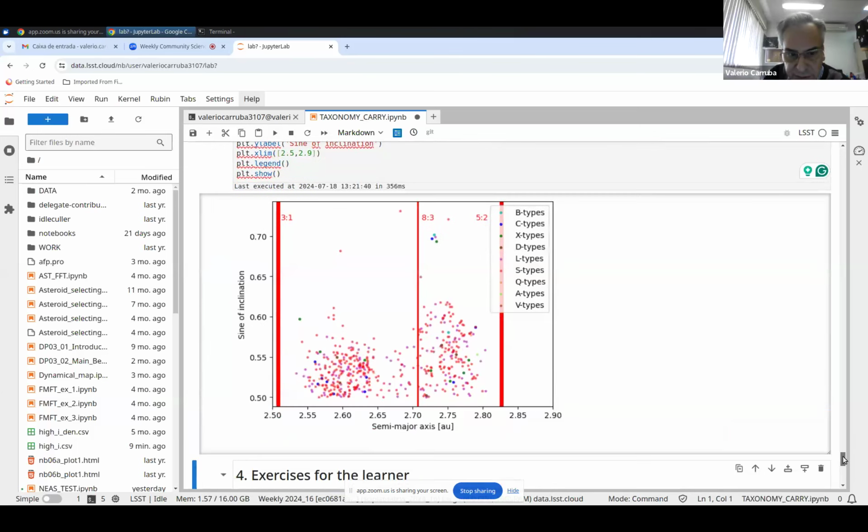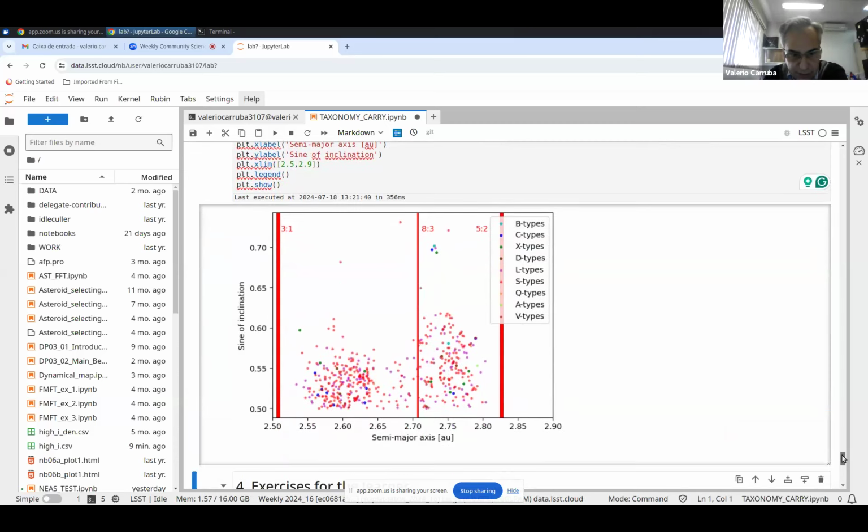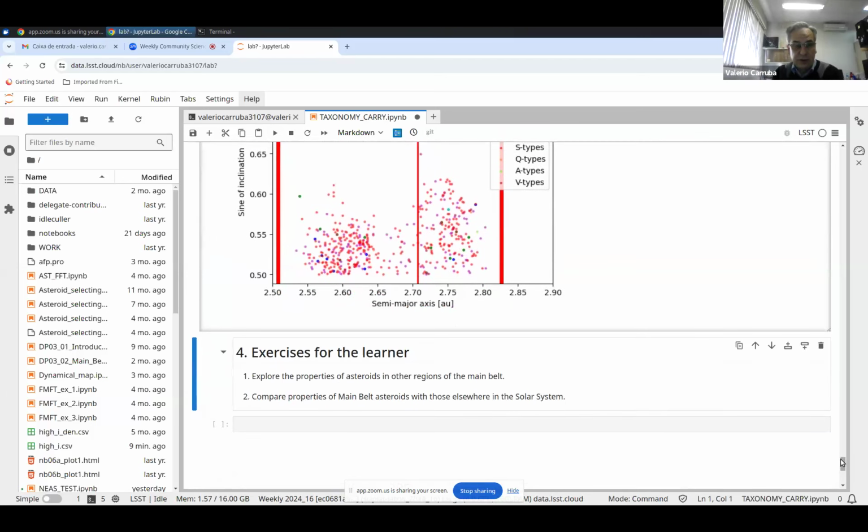And this is very, very fast. And so we see that there is a vast majority of S-type, a few objects that are associated with darker type, a few V-type, A-type, and so on and so forth.